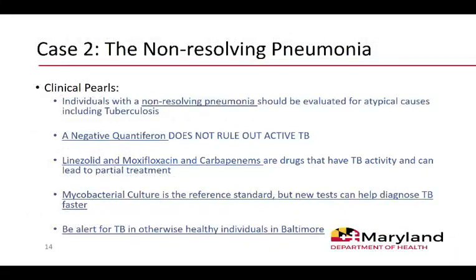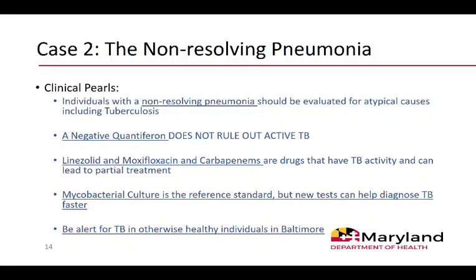This case highlights several important points. First, individuals with non-resolving pneumonias should be evaluated for atypical causes and bacterial etiologies, including Mycobacterium tuberculosis. The second is that a negative quantiferon should not be used as a triage test because it does not exclude or rule out active TB disease. It is important to remember that interferon gamma release assays only have a sensitivity of 60 to 90% in individuals with active TB.